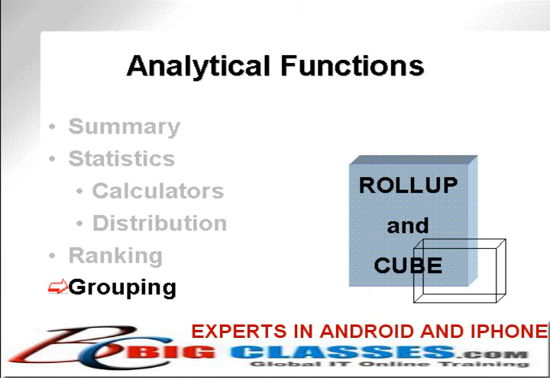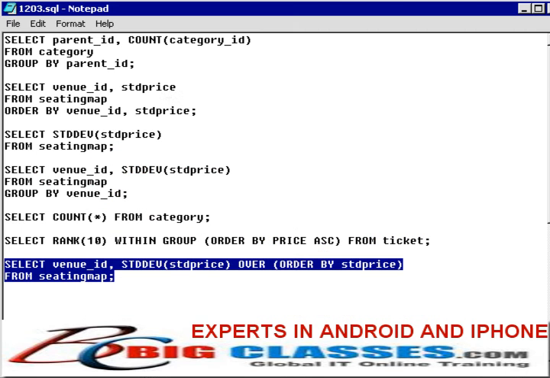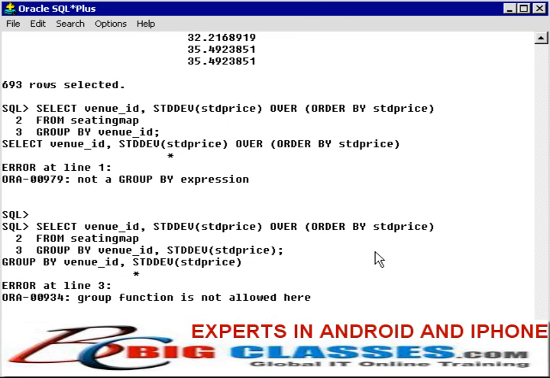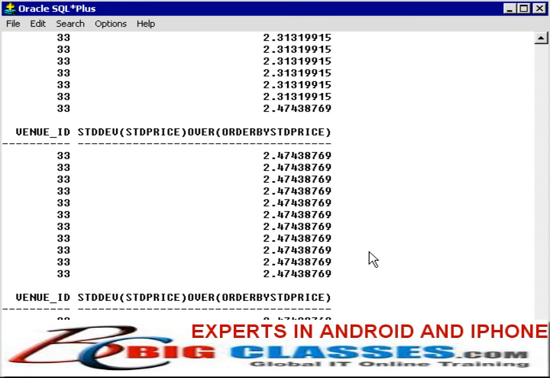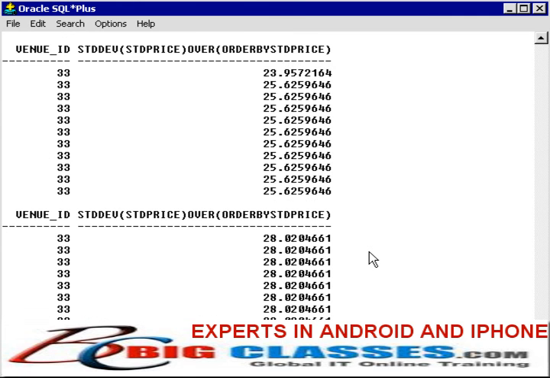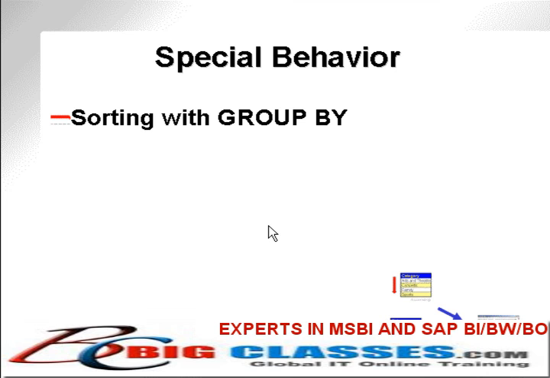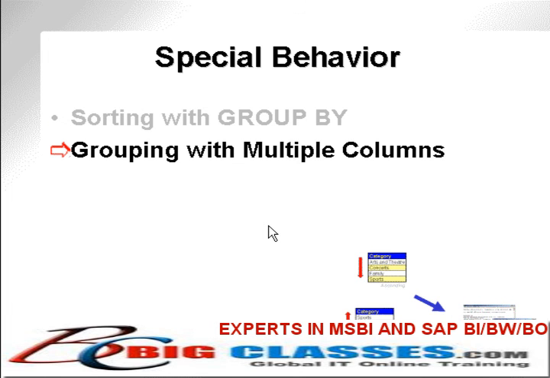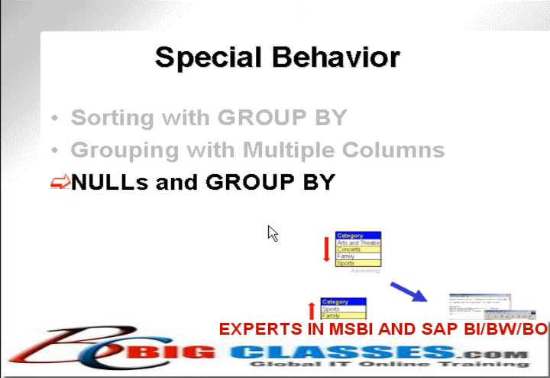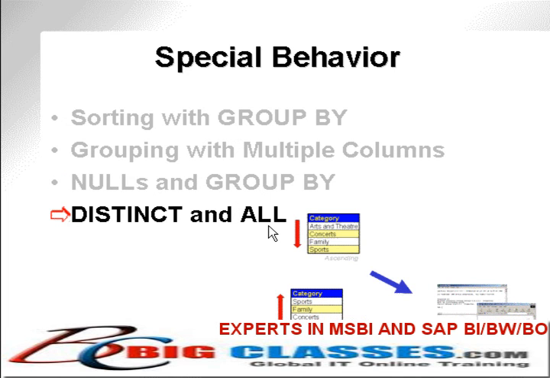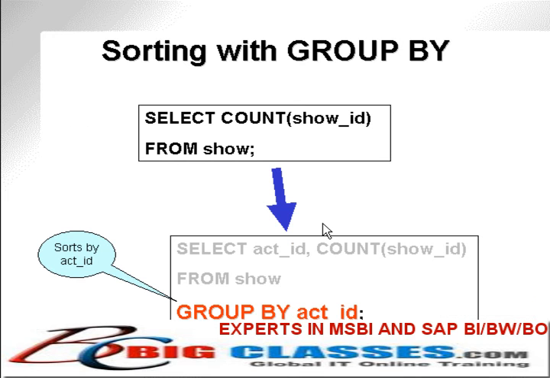Grouping analytical functions. Grouping analytical functions are applied within rollup and cube clauses. Here is a simple example of an analytical function. Special behavior of the group by clause. We're going to look at how the group by sorts, how we can actually group on multiple columns, how nulls behave with group by, and the use of the distinct and all clauses.